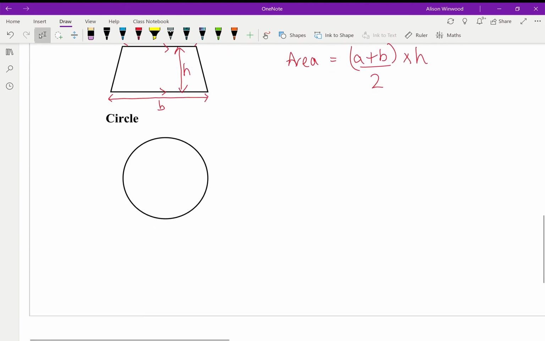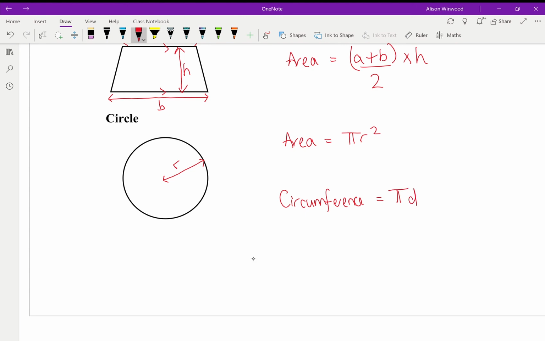The circle, well, the circle only has one dimension, which is the radius, and you should know that the area of a circle is pi r squared. Don't get this confused with the circumference, which is the distance all the way around the outside, and the circumference is pi times the diameter, being the total distance across the circle.